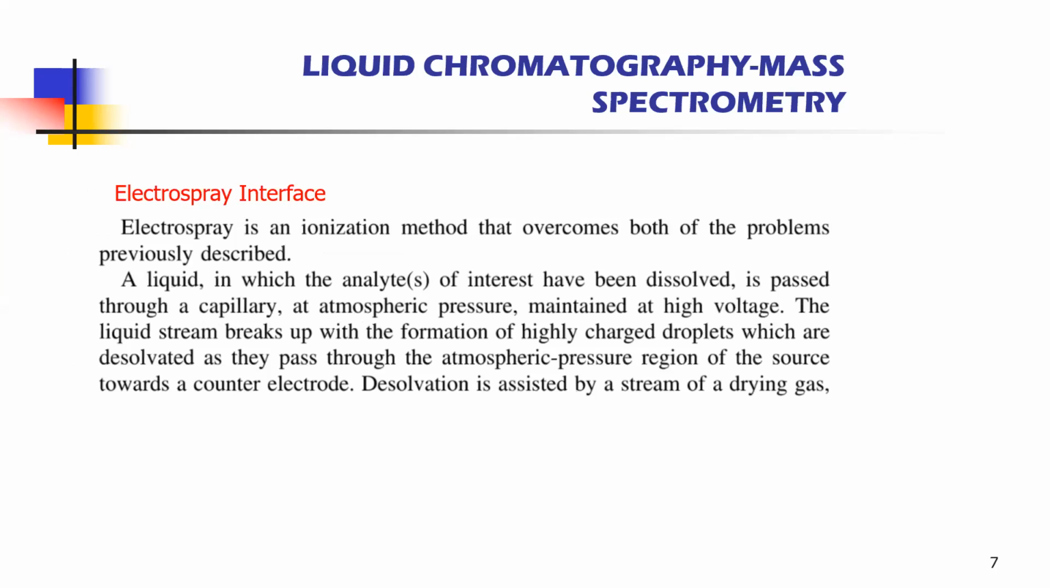A liquid in which the analyte of interest has been dissolved is passed through a capillary at atmospheric pressure and maintained at high voltage. In thermospray we were having a heated capillary; here we have high voltage, making feasible the conversion of sample droplets into desolvated form of solid molecule. The liquid stream breaks up with formation of highly charged droplets, which are desolvated as they pass through the atmospheric pressure region of the source towards a counter electrode. Desolvation is assisted by a stream of drying gas. So this is the working of the electrospray interface system.